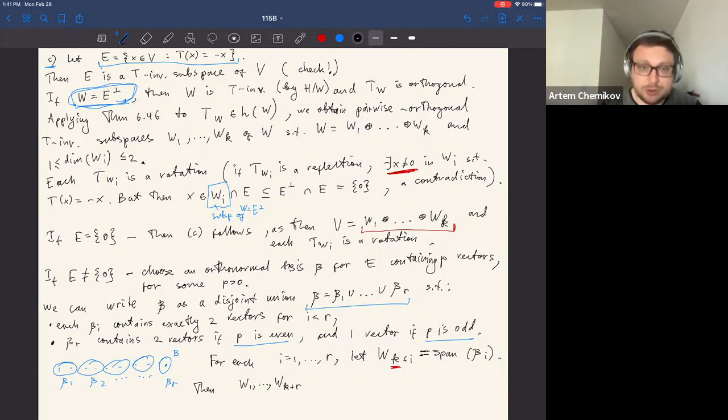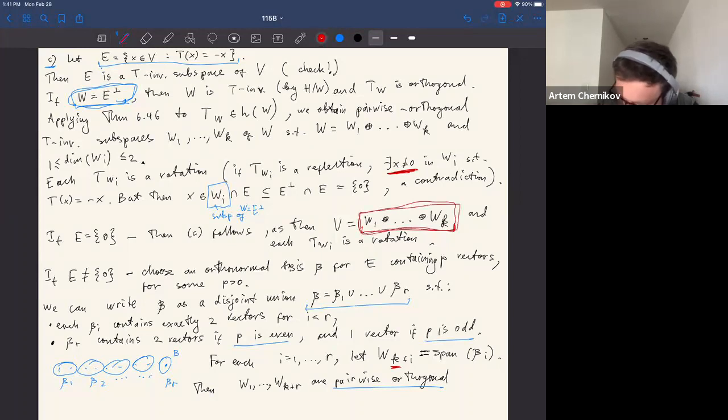Then we have that W1, W2, etc., all the way through WK plus R. So we have more spaces now, and all of these are pairwise orthogonal. How do we see that they're pairwise orthogonal? We knew it for the first K from the choice here. We know that these K subspaces are pairwise orthogonal. And for the new ones that we just added, we know this because beta was an orthogonal basis. If we take the spans of some disjoint subsets of this basis, they're still orthogonal.